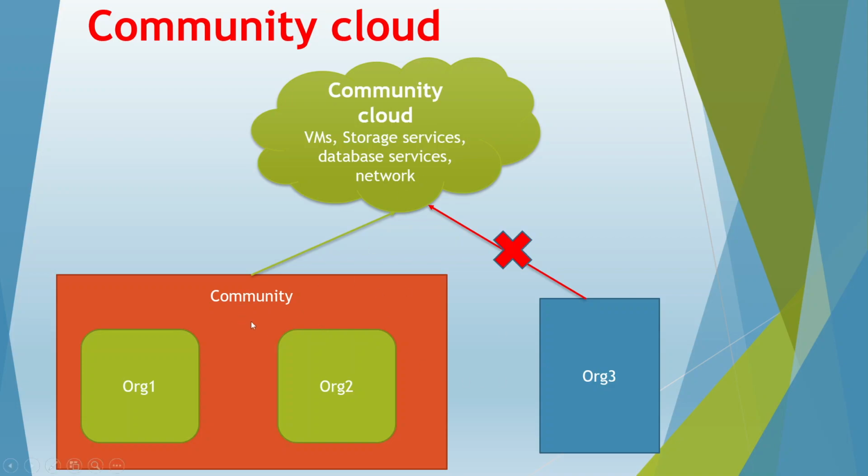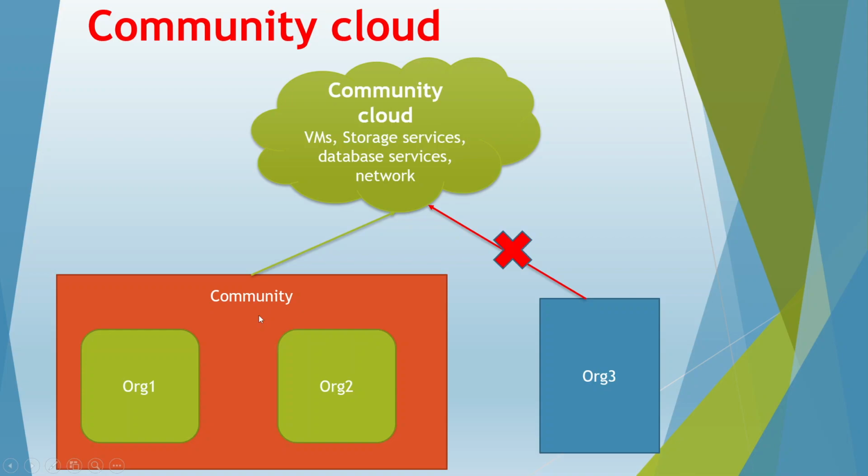So if you see here, this is the community of organization 1 and 2. They are combinedly creating these services or resources like VMs, storage services, database services, network services, analytics, whatever service they are going to create, and that will be accessible to all the organizations that are part of that community.